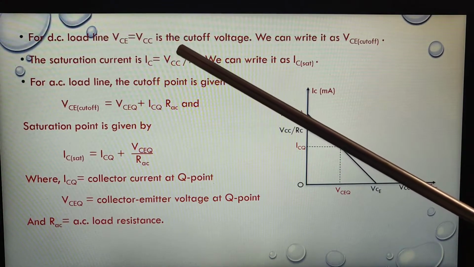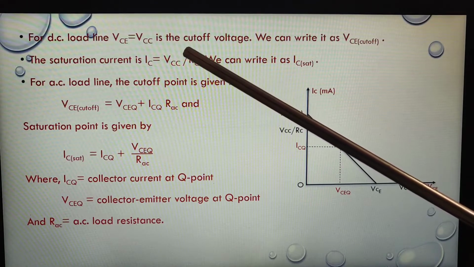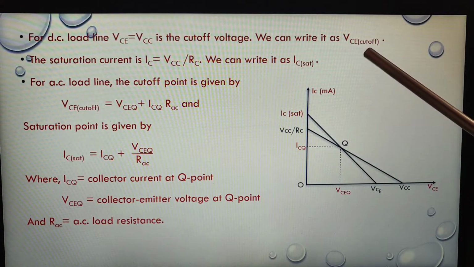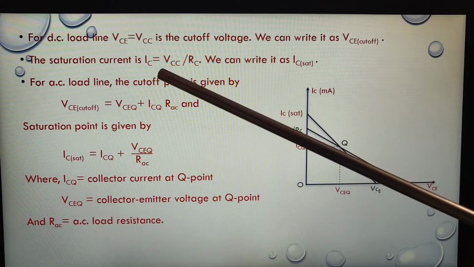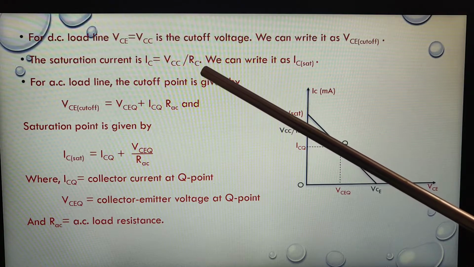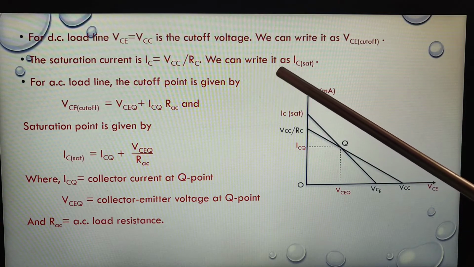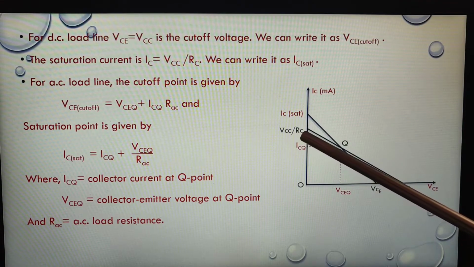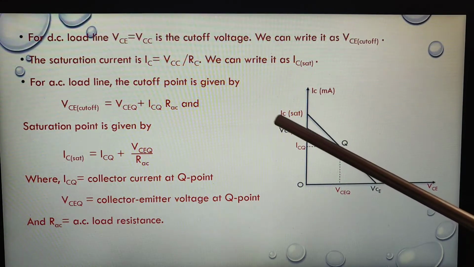For the DC load line, VC equal to VCC is the cutoff voltage. We can write it as VC cutoff. The saturation current is IC equal to VCC upon RC. We can write it as IC saturation. This is IC saturation, this is upon RC.